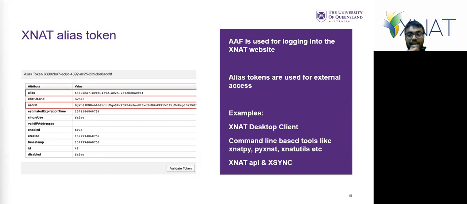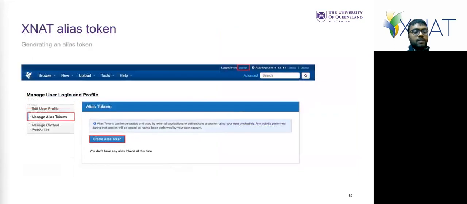An alias token is basically a temporarily generated long randomized username and password. So that can be generated and revoked easily. So let's just look at how to create one. So basically when you log into XNAT, on the top right, near the logout button will be your username, or actually your name, not even the username itself. Just click that, you'll end up in your user profile. And then there'll be a manage alias tokens option on the left side. So just click that, and then you'll be able to create an alias token.